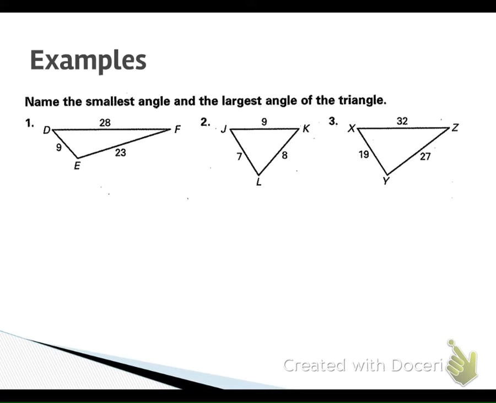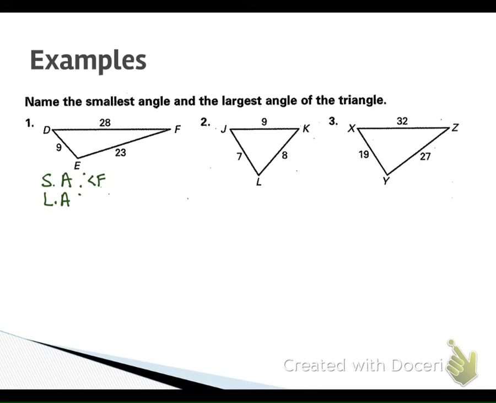Okay, so for this one, name the smallest angle and the largest angle. So we're using the sides to determine our smallest angle and our largest angle. Here I'm going to use SA and LA, so largest angle and smallest angle. So we're going to look for our smallest side, which is DE. We know that because it's only 9 and 9 is the smallest. The angle directly across from that is? So this is an angle, so we only have to abbreviate it just by F.